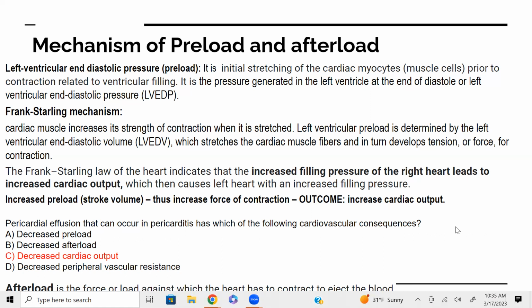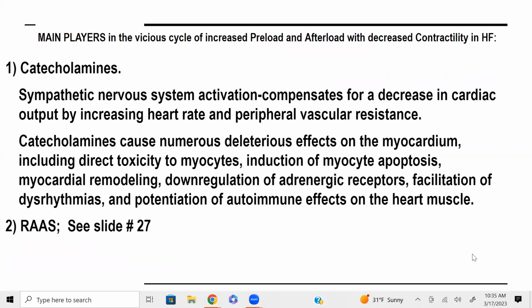So this is important. And then we have the main players that create this vicious cycle of the afterload and the preload, which also decreases the contractility in heart failure patients. So the first one that you will see is the catecholamines, a term you will see on the questions.